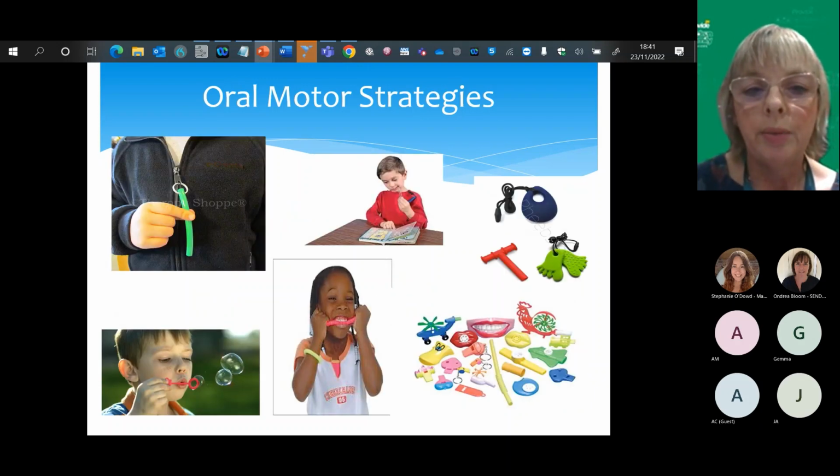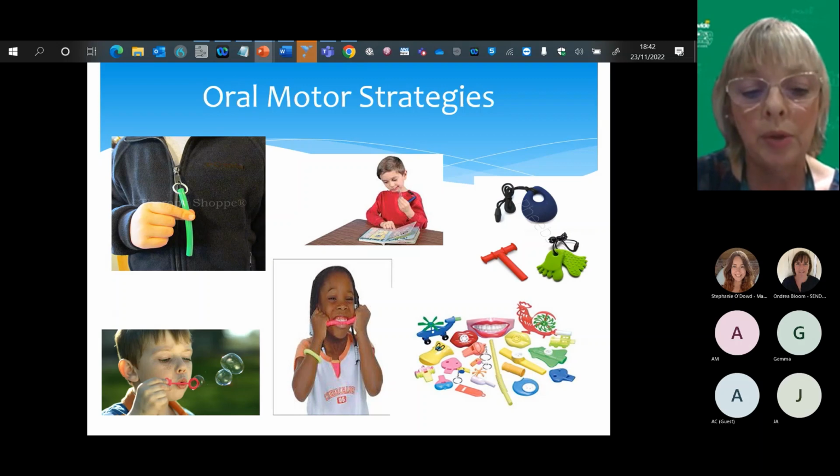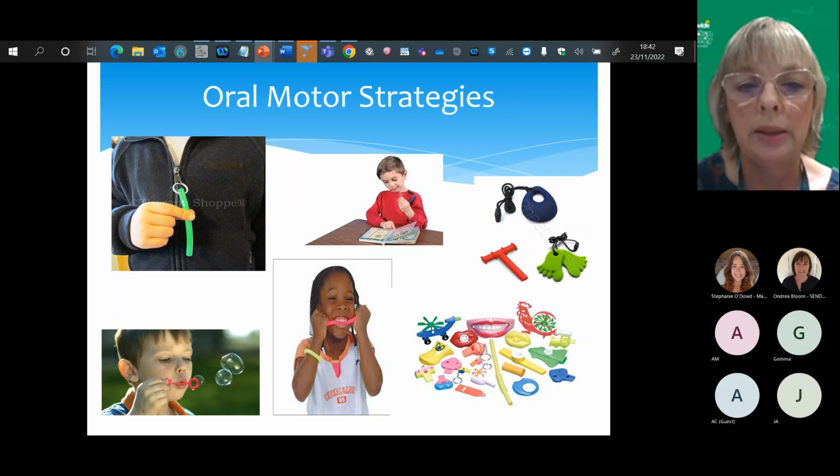There's some more ideas. When it comes to oral motor strategies, it's very, very important to be mindful about what's acceptable with the child. And as the children get older, a chewy chew that might have worked when they were younger becomes less acceptable. And you can get things like pencil toppers that are a bit more discreet and will fit into the environment better.